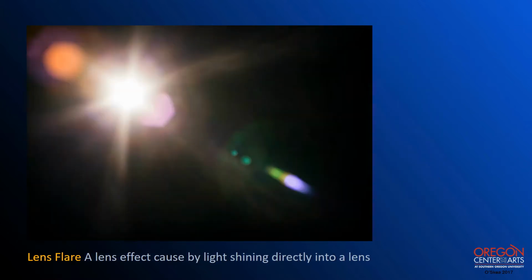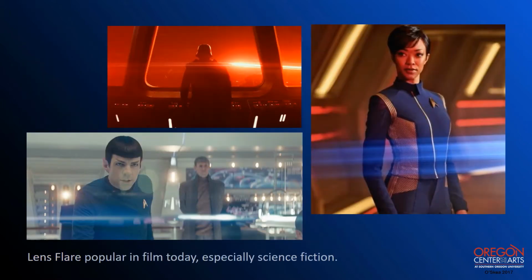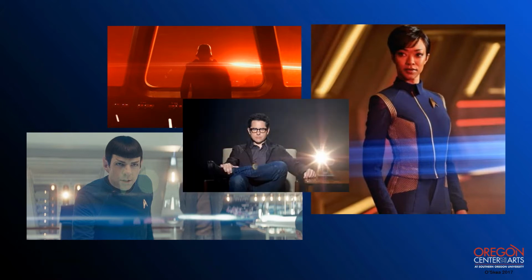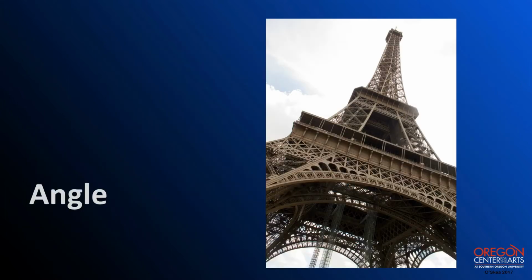Another one, it's kind of a flaw that's become a popular intentional thing to do now, is lens flare. And that's just when light is shining directly into the lens and it actually creates a bad artifact in the photograph. But it's being used intentionally a lot in film today, especially in science fiction, because it creates a very glossy, kind of slick feel. And that's largely due to the fact that this director here is doing a lot of these science fiction films and loves to use lens flares almost to a fault.